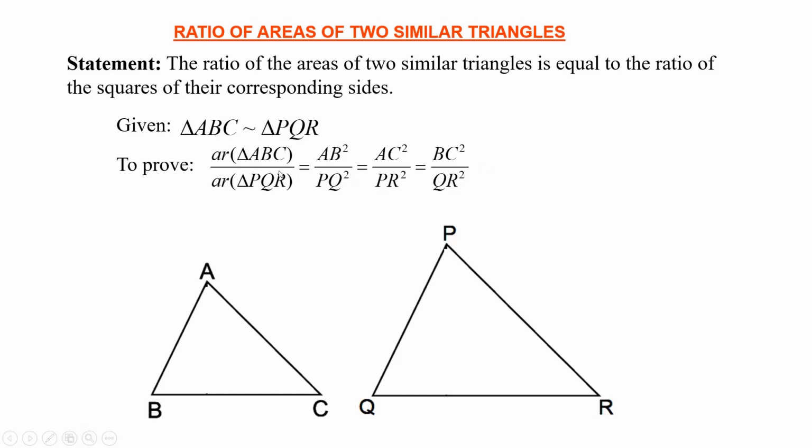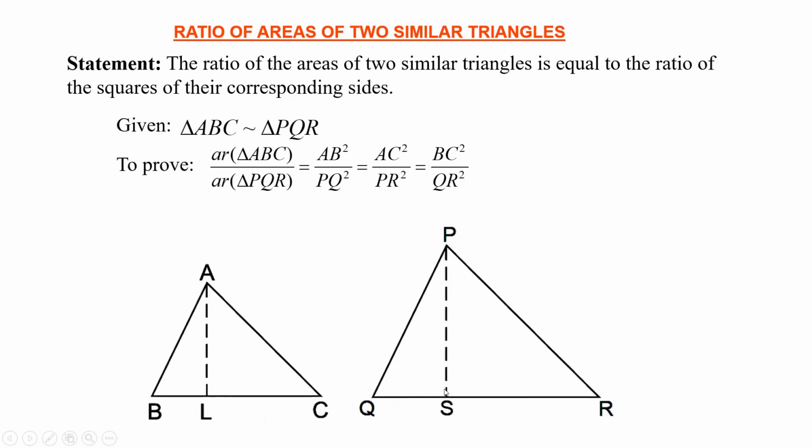Yes sir. Okay. Here we will do the construction. We'll draw perpendicular lines from A and P. We'll draw two perpendicular lines, AL perpendicular to BC and PS perpendicular to QR. This is the construction. Is the construction clear to all of you? Yes sir.